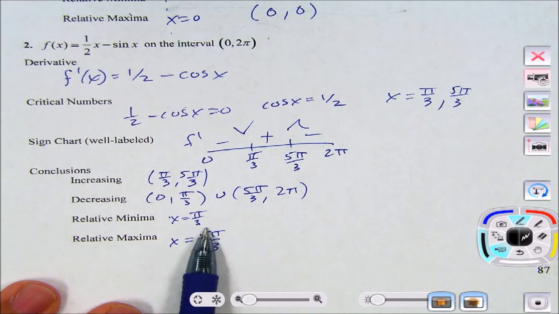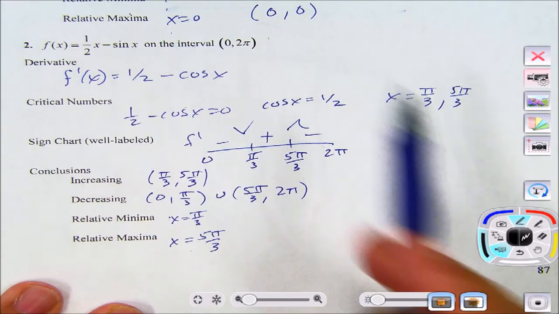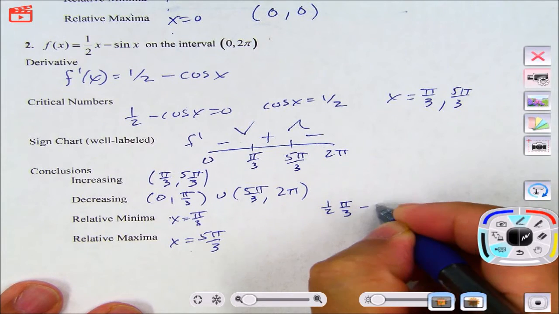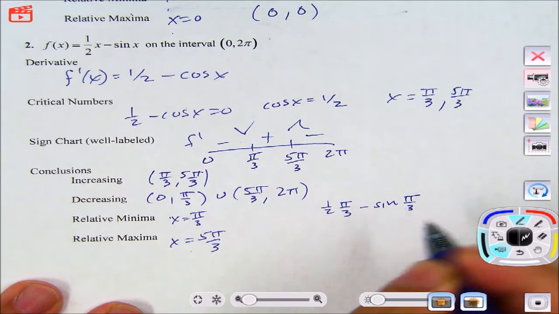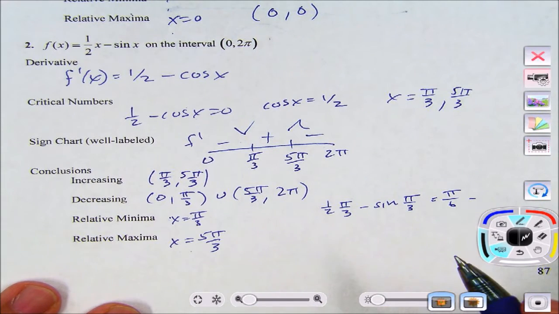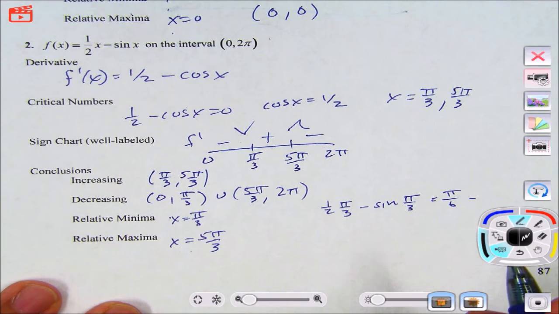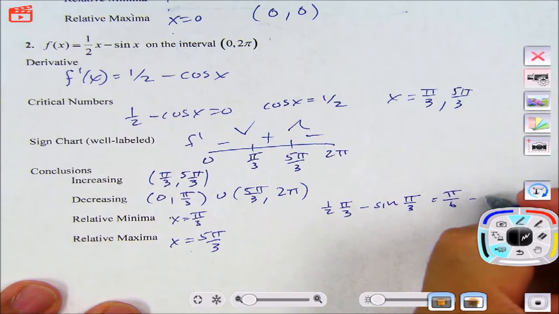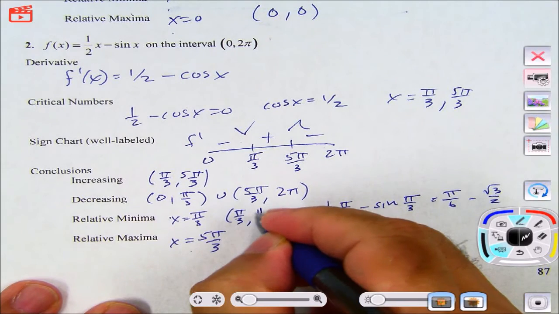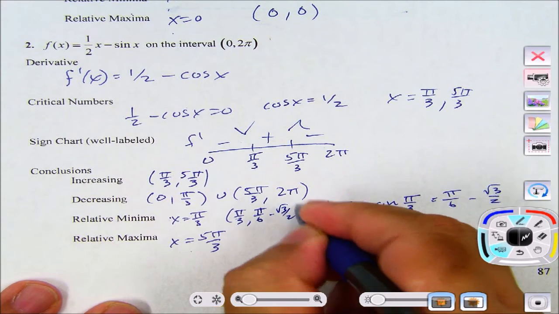But remember, to find the y value, you have to go back to the original function. That's not going to be fun. So it's 1/2 pi thirds minus the sine of pi thirds. What's that? Pi over 6 minus, what's sine of pi thirds? It would be 1/2, right? No, it's square root of 3 over 2. So this would be pi over 6 minus square root of 3 over 2.